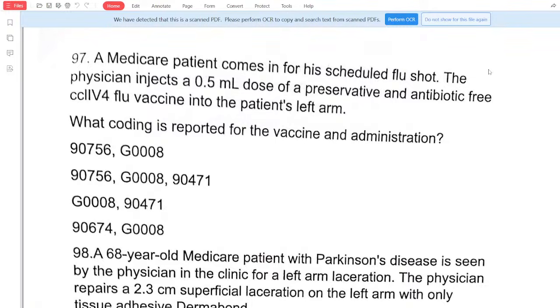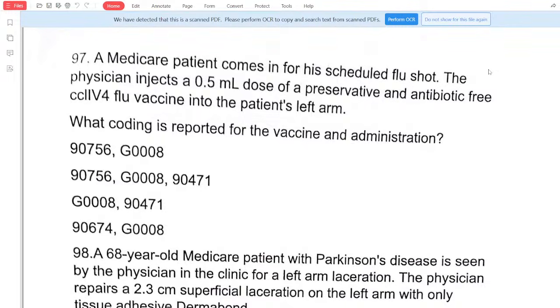90674. Yeah, Yogesh, Venu, correct. Yeah, sure. G0008, let me check the code. The code G0008 is used to report the administration of an influenza virus vaccine for Medicare beneficiaries, dear. Okay, that is also an administration code for influenza virus. Actually, this code covers the administration itself, not the vaccine product code.